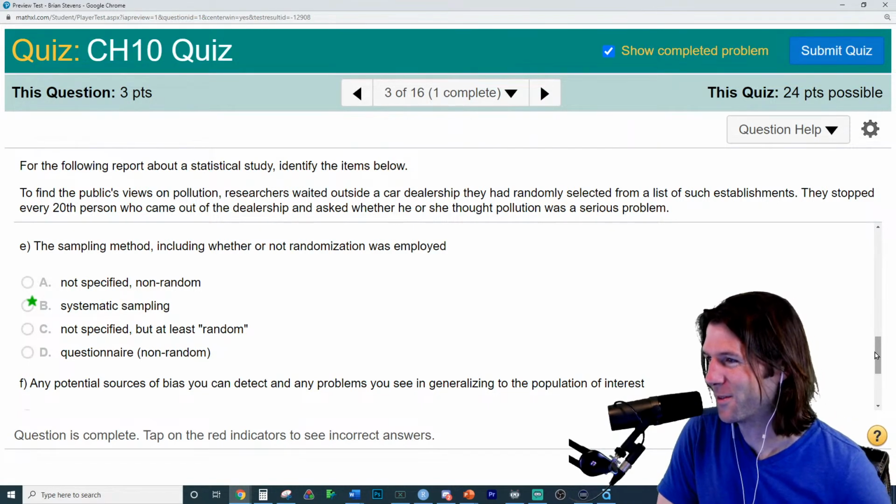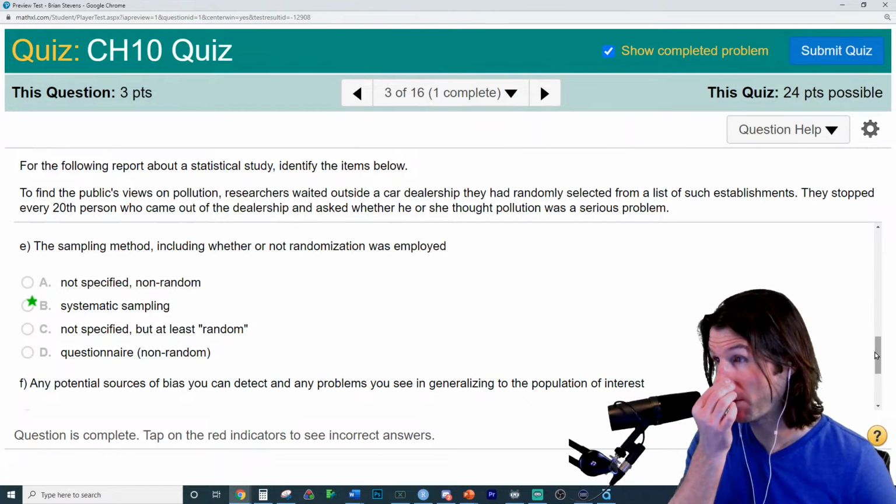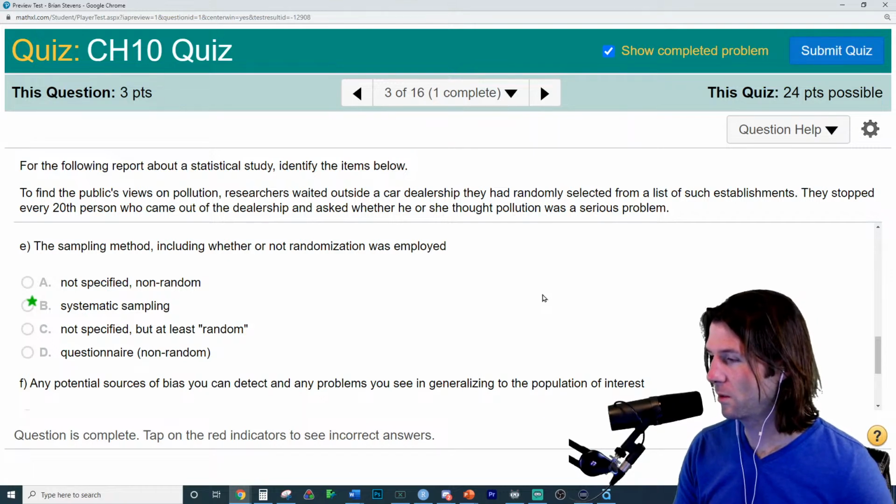We want to remember these. What is the sampling method? The sampling method for mine was systematic. Yours might have said they speak to everyone at the car dealership, which would be kind of a cluster sample at a location. So small differences there.